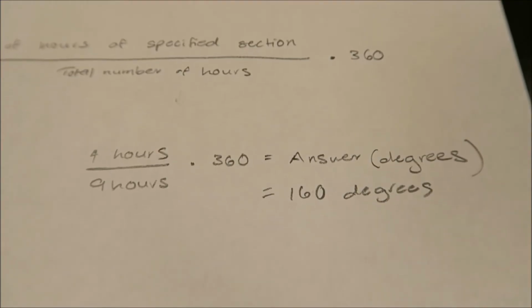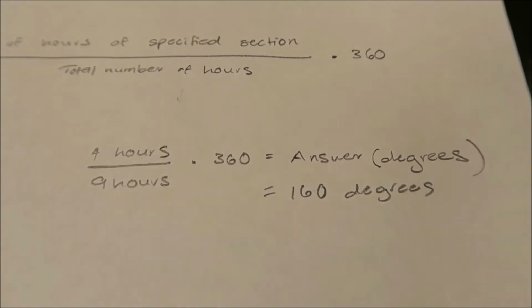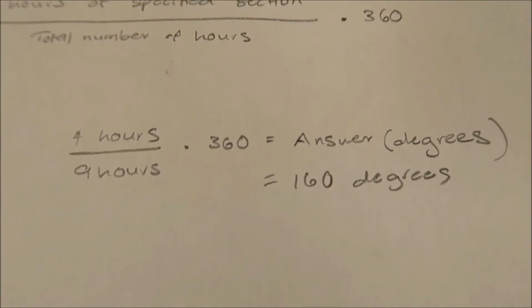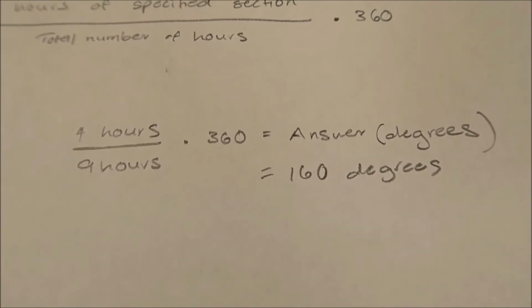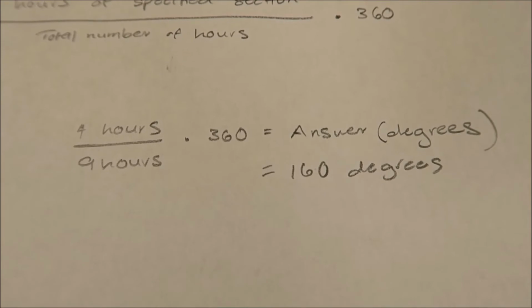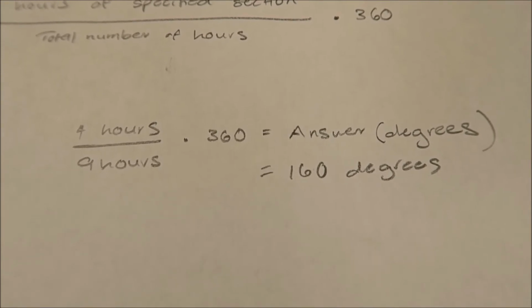When you divide the core subject sector's 4 hours by the total 9 hours and multiply that decimal by 360, you get 160 degrees, which is H. It's all about understanding how proportions and angles in a pie chart work together.